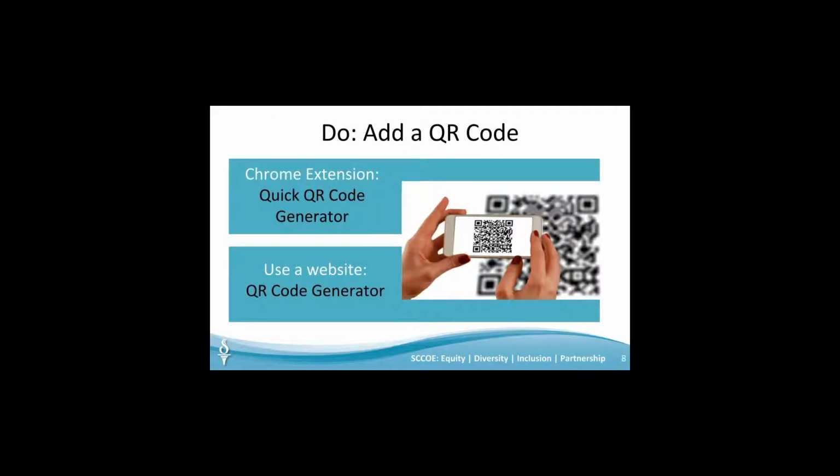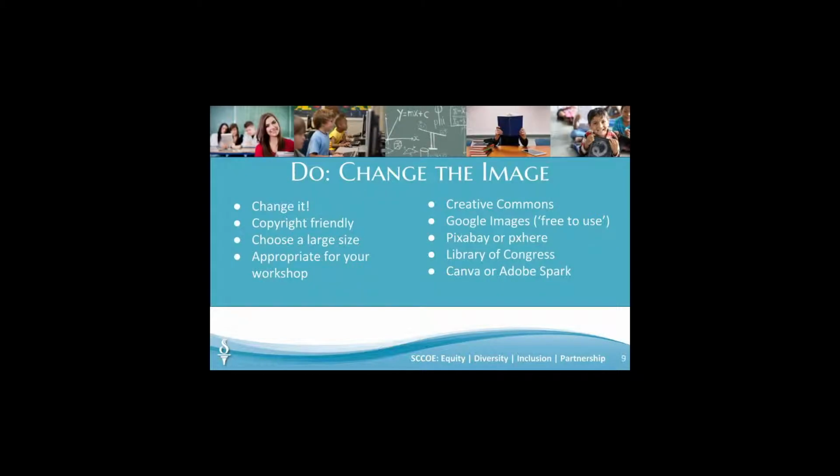Another important do is to add a QR code. This will help those using mobile devices the ease of opening your registration without typing in the web address. These 2 options are really easy to use. Just be sure that you include the public version of the registration link when creating the QR code and the shortened URL.